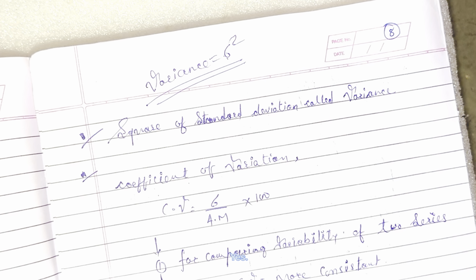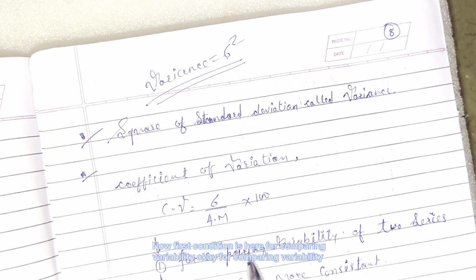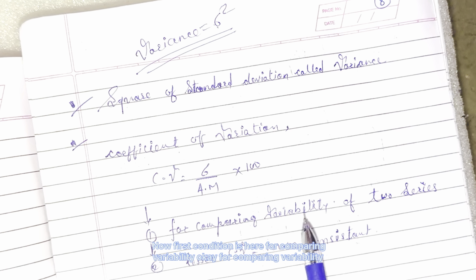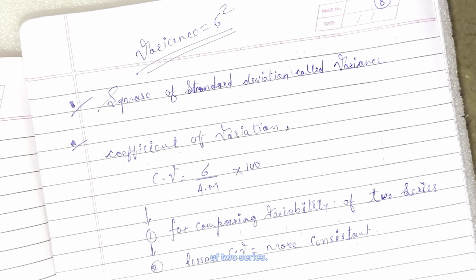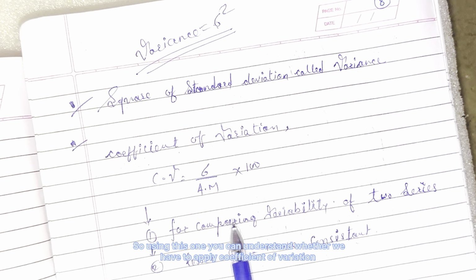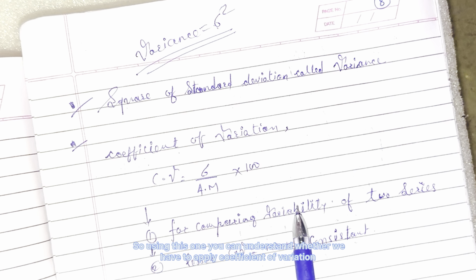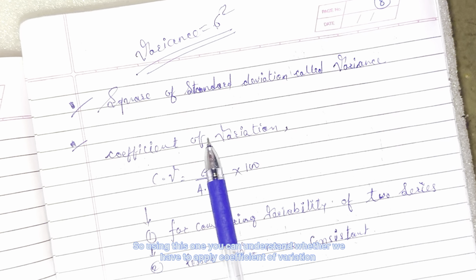The first condition is for comparing the variability of two series. You will get two different series or data sets, and you have to compare their variability. Using this, you can understand whether we have to apply the coefficient of variation or not.